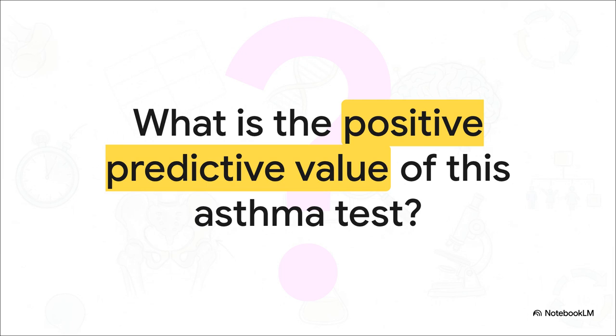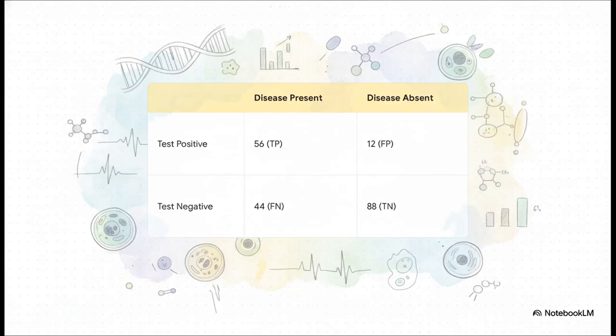We've got 2 groups, 100 people with asthma, 100 without. We have their test results. The question wants the positive predictive value. Before we jump to the next slide, just take a second. Think about how you'd set this up. The 2x2 table is your absolute best friend for these questions. It's your secret weapon. Let's just plug in the numbers.